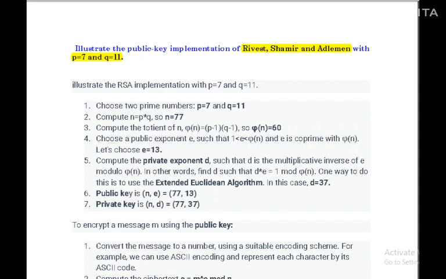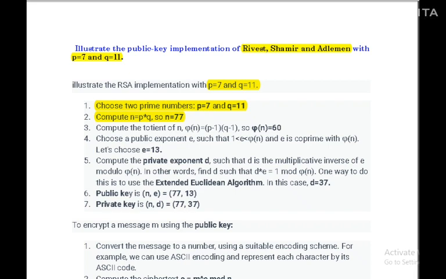At first we have to consider two numbers, and the security level of the system is based on these two numbers. How large the size of the number is directly proportional to the security of the system. So we consider two prime numbers, P and Q, already given in the question as 7 and 11. First we have to compute the multiplication, that is n equals 77.